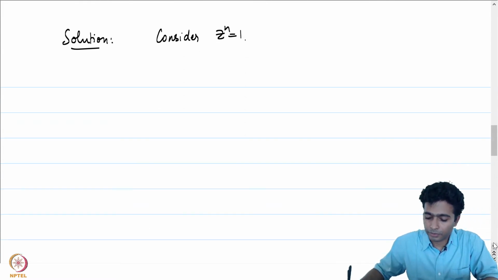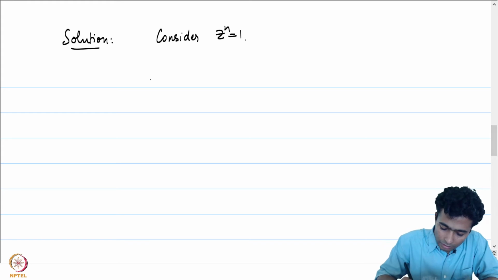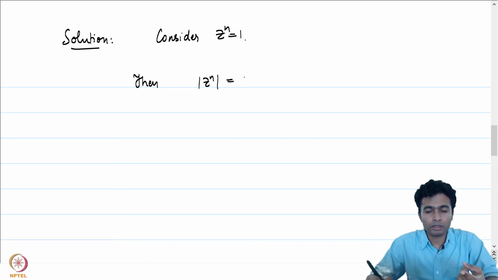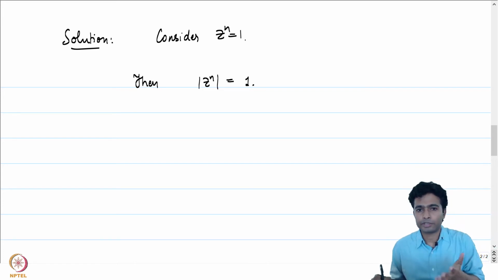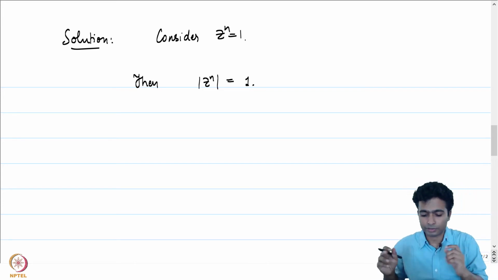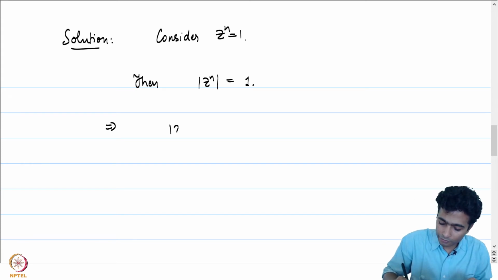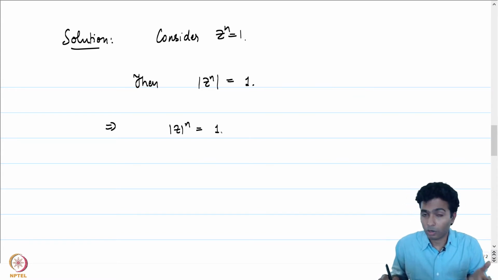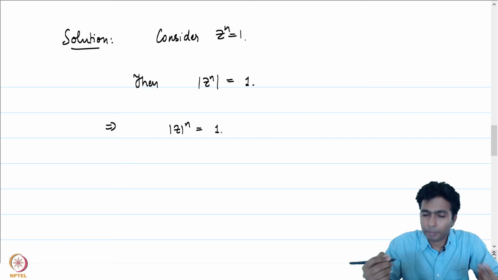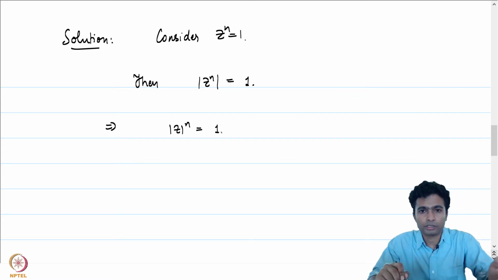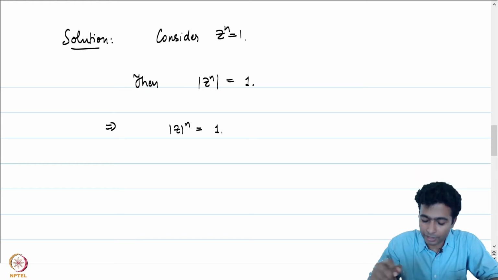Taking the absolute value, what do we have? We have then absolute value of z to the power n is equal to the absolute value of 1, which is equal to 1. What do we know about the absolute value of z1 times z2? That's going to be the absolute value of z1 times the absolute value of z2. So this implies that mod of z to the power n is equal to 1. But then mod z is a real number. What are the real numbers whose powers will be equal to 1? It could be either 1 or minus 1. These are the only two possibilities when mod z is being considered.